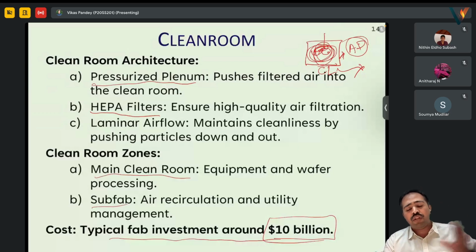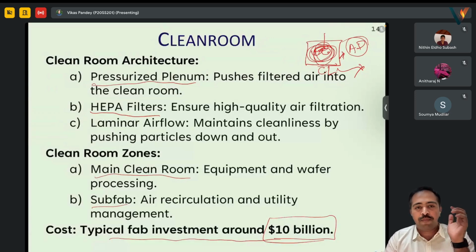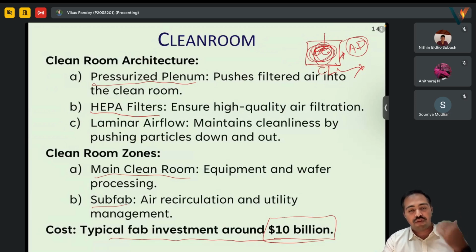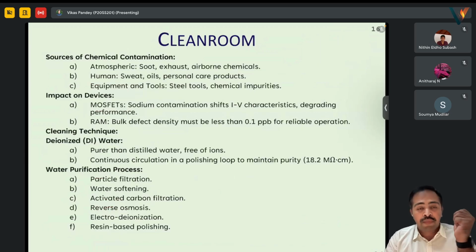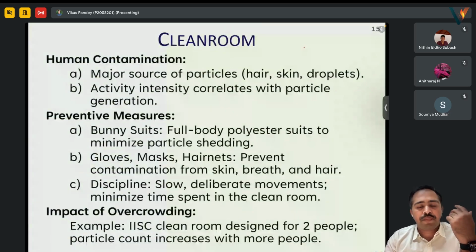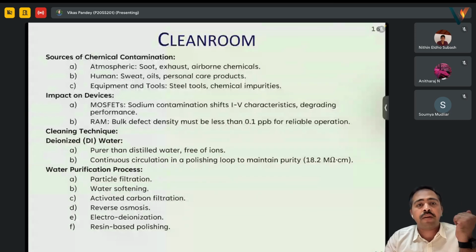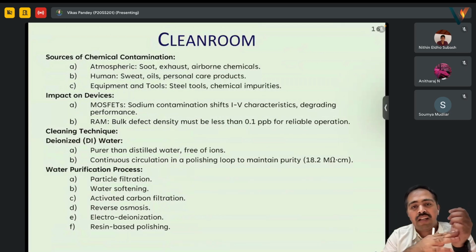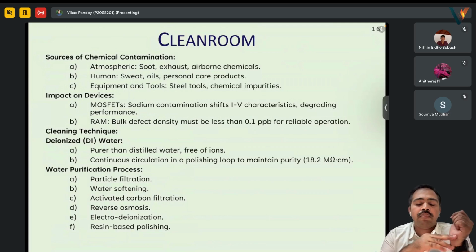So when we are talking about clean room, first and foremost problem is human. We ourselves are the problem of clean room. We have hair, we have skin falling, and different things. And in the atmosphere itself, there are different things. In the equipment we use, there can be some dust particles. Chemical impurities can be there, metal can be there.